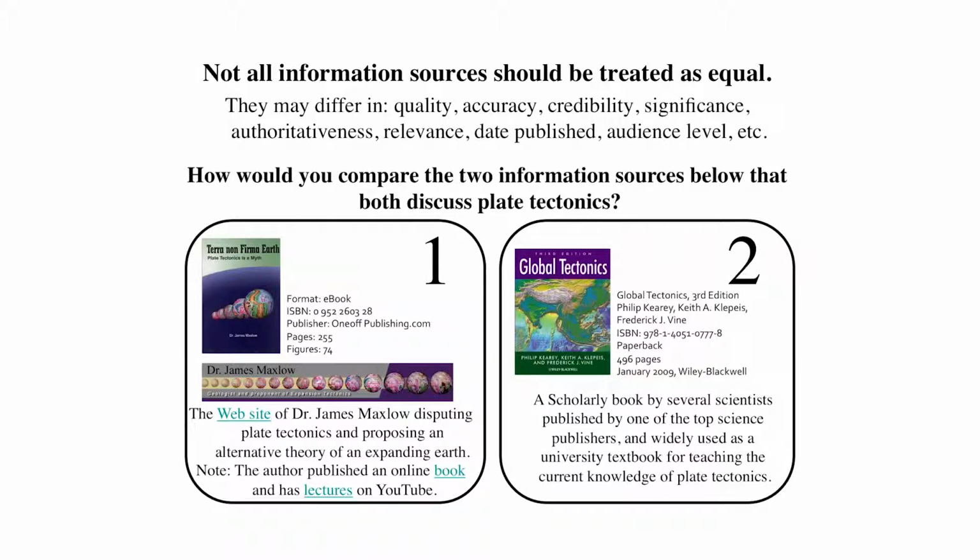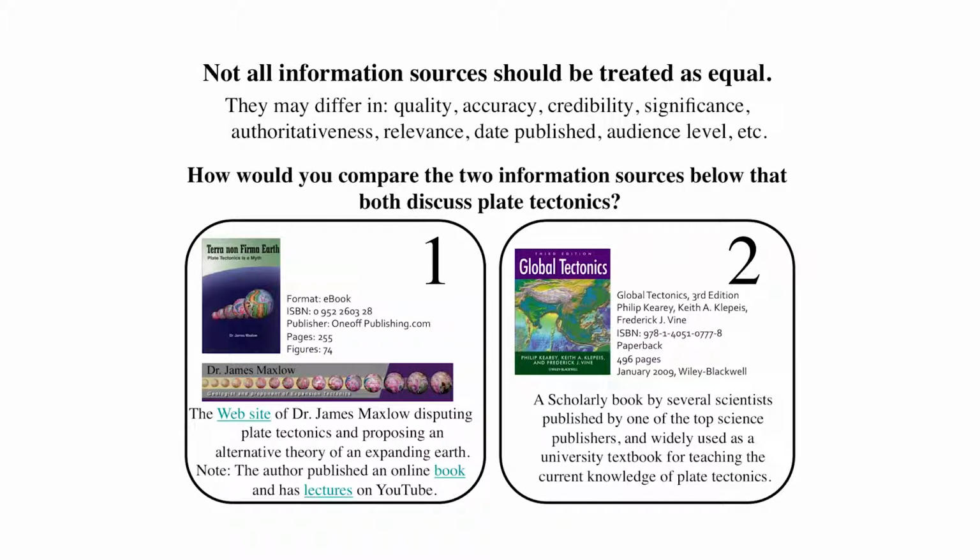So if I'm looking for information on plate tectonics and I'm searching the web, I might find these 2 sources on the screen right now. They're both books, but they're very much not equal sources at all. Number 1 is a self-published book disputing plate tectonics and talking about an expanding Earth. It doesn't matter that the author has a PhD. It's a self-published thing with an idea that's not supported by scientific consensus in any way, shape, or form.